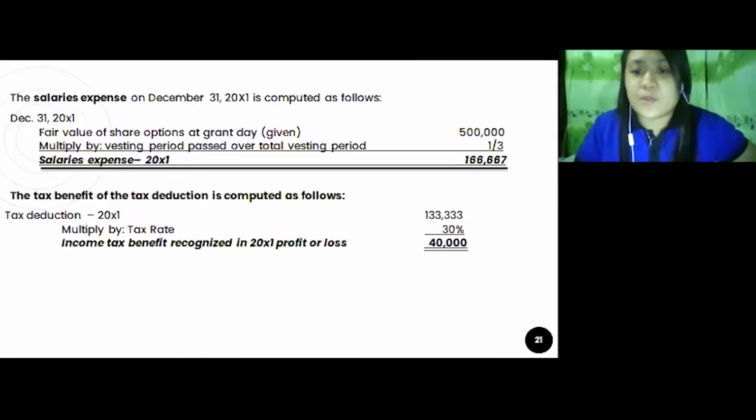Next, we're going to compute the salaries expense on December 31, 20x1. The fair value of share options at grant date is 500,000, multiplied by vesting period passed over total vesting period of 1 over 3. So the salaries expense for 20x1 would be 166,667 pesos. To compute the tax benefit of the tax deduction in 20x1, which is 133,333, we multiply by the tax rate of 30%. So the income tax benefit recognized in 20x1 profit or loss would be 40,000 pesos.